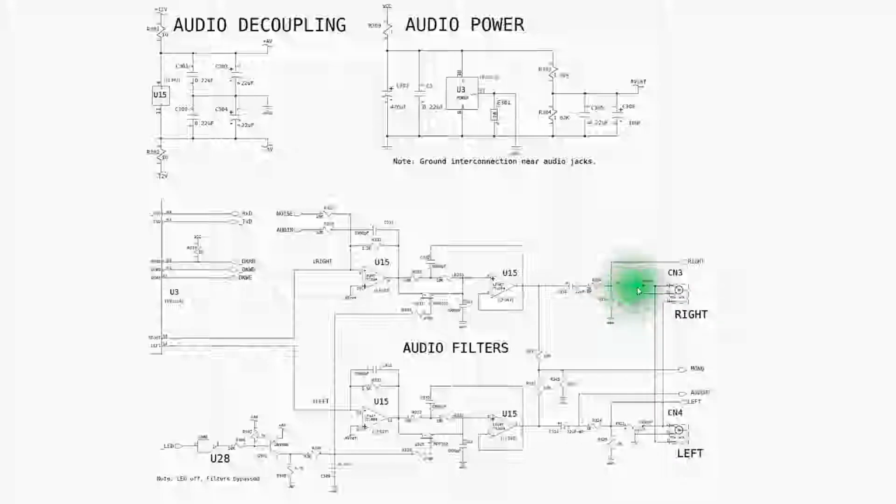This is a ferrite bead sitting here, this E331. It's a 0 ohm resistor essentially. It's actually a little ferrite bead to reduce noise.